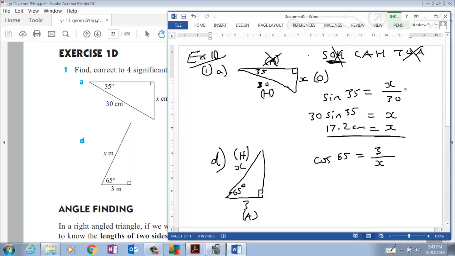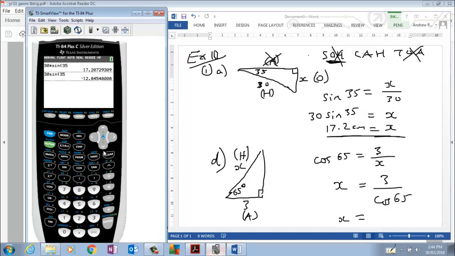This time x is on the bottom, so to rearrange this, I'll simply do this a quick way, and then if you're interested I'll show you other ways of doing it. The quick way is anything on the bottom is really being divided by that. So to put it on the opposite side, we're going to make it times. So x goes up, and cos, which is times, comes down to be divided. So you just basically swap those around. So x goes up the top, and cos 65 goes down the bottom. And you put that in the calculator, and that's your answer.